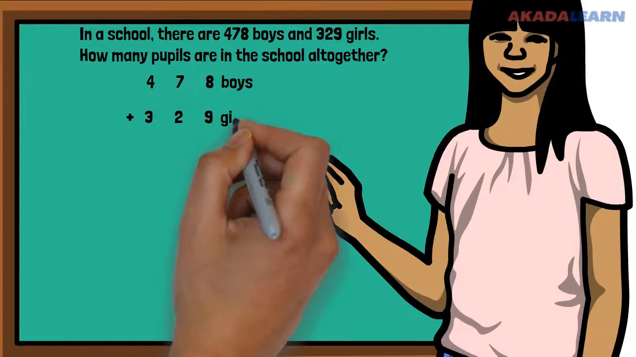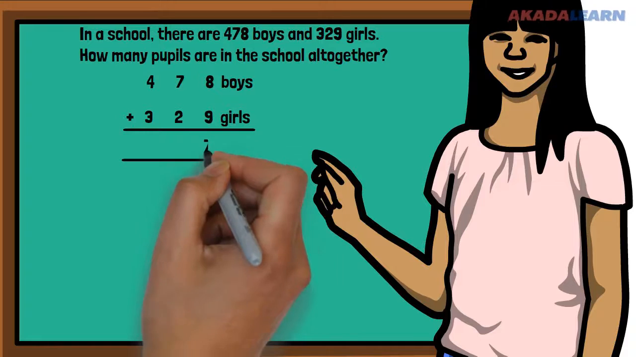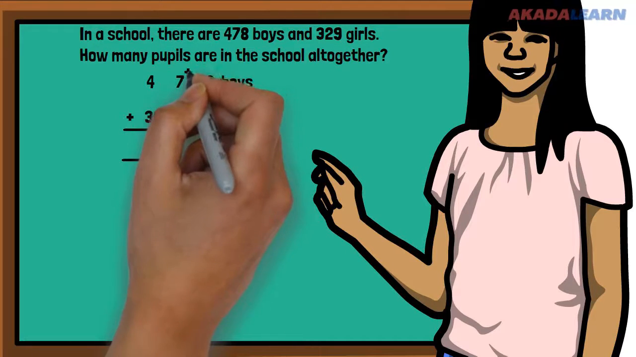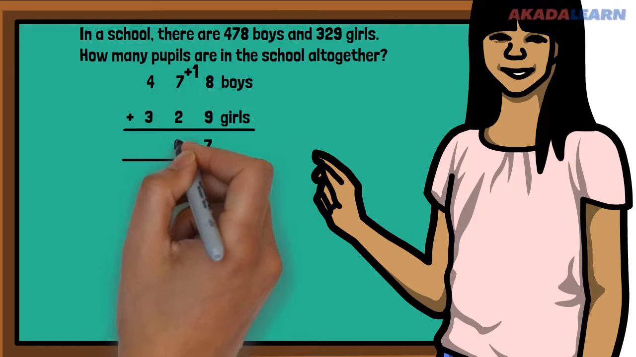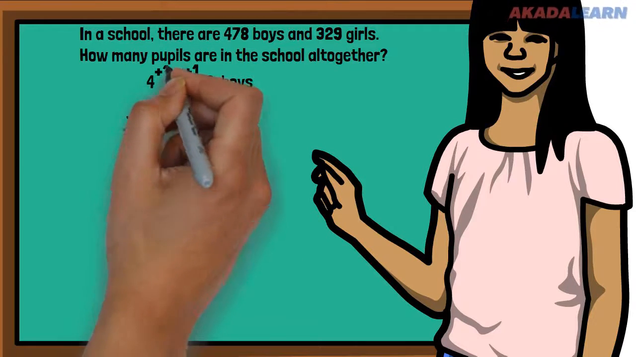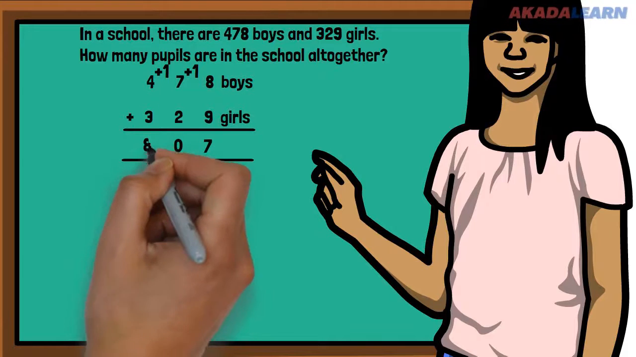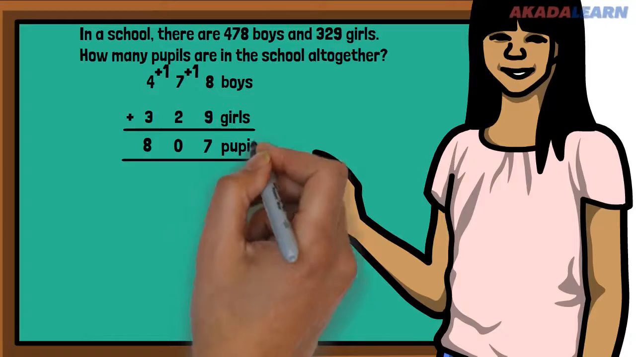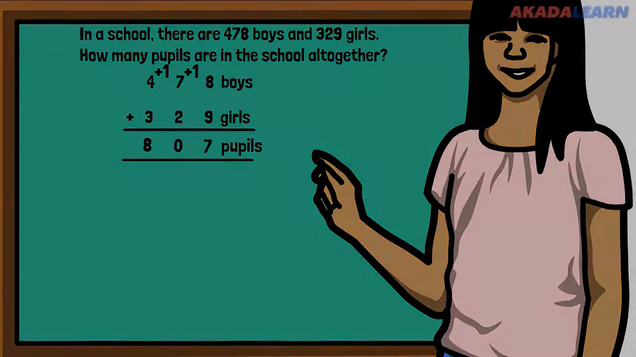478 boys plus 329 girls. So 8 plus 9, 17. 7, you carry 1 to the other side, that's plus 1. So 7 plus 1 plus 2, that's 10. 0, you carry 1 to the other side, that's plus 1. So 4 plus 3 plus 1, 8. That's 807 pupils, which is your final answer.